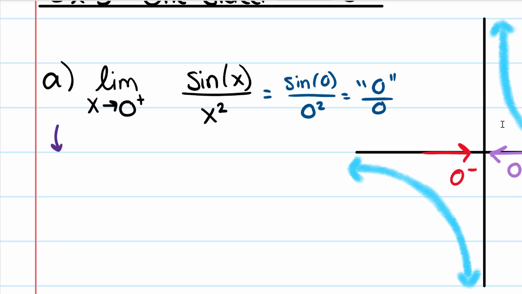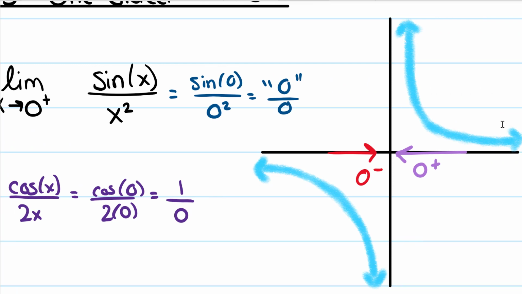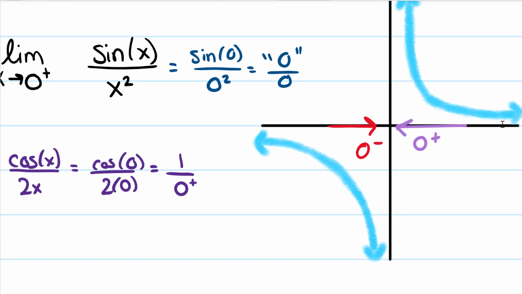So by using L'Hopital's rule, we get that this is the limit as x approaches 0 from the right of cosine of x divided by 2x. And now applying direct substitution, you get cosine of 0 over 2 times 0, which becomes 1 over 0. So as we approach it from the right, so I'm going to put a little plus here, 0 from the right, we can see that our graph takes off going towards infinity. And because this is a behavior, we can write that the limit as x approaches 0 from the right equals infinity.